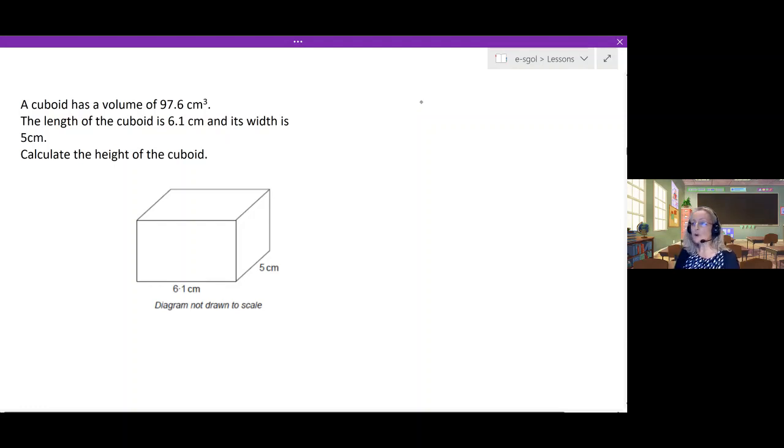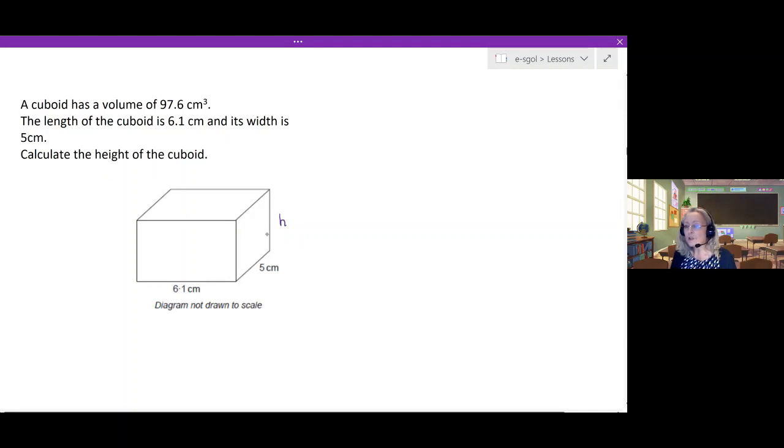Okay, so I'm going to go over this one now. If you haven't had enough time, just pause the tape and then you can take the time that you need. So with this one, I don't know all the dimensions here, so I'm going to call this dimension here H for height, which is what I'm trying to find. I have to find the height of this cuboid.